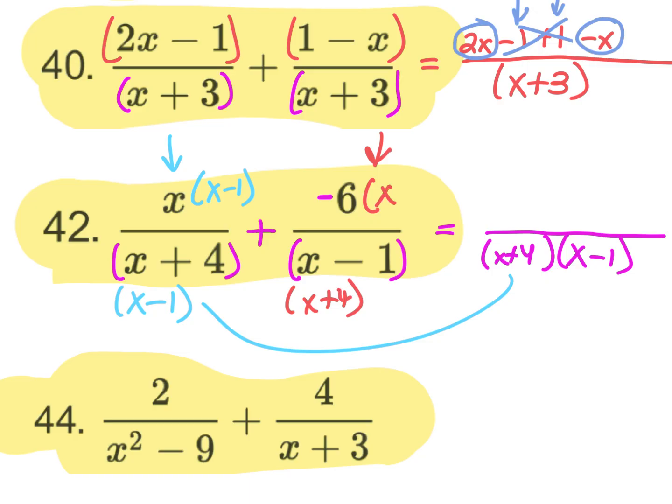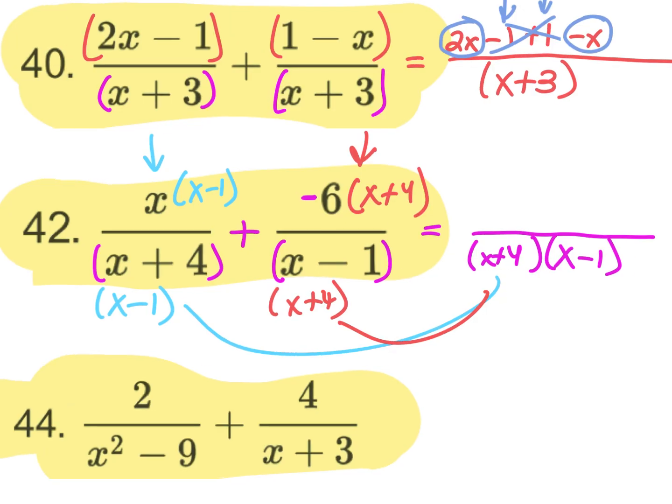Thank you. X plus 4. If I go x plus 4 in the bottom, then I have to multiply the top. Now, guys, look. All three of the denominators are exactly the same. So now that we have a common denominator, we just deal with our numerators.